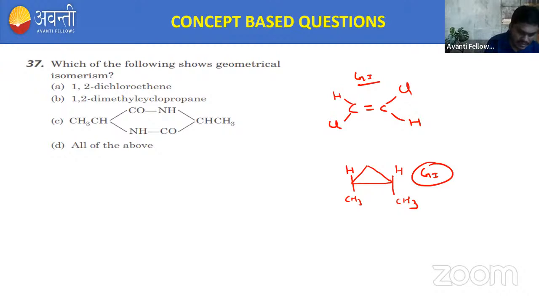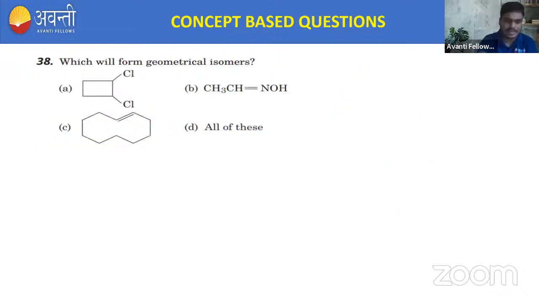Now, what about the next one, CH3, CH, CONH, NHCO, COCH3? This is a cyclic compound. Will they show or not? We know that cyclic single bonds also restrict motion, so they will also show GI. So B and C also show it. So we can say that D is the correct option, that is, all of them show geometrical isomerism.